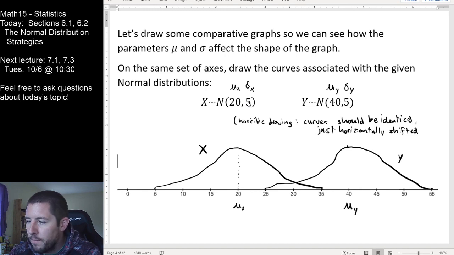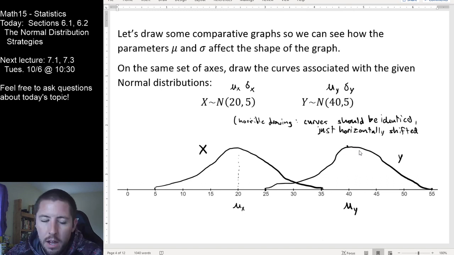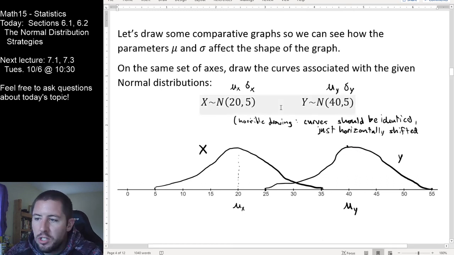All right, so we've drawn our y curve and our x curve, and I think this is the simpler of the two cases, where the standard deviations are the same, but where the averages are different. So again, these two curves are intended to be identical to each other, one just shifted 20 units to get to the other. So let's play this game, but see the more interesting version of it here.